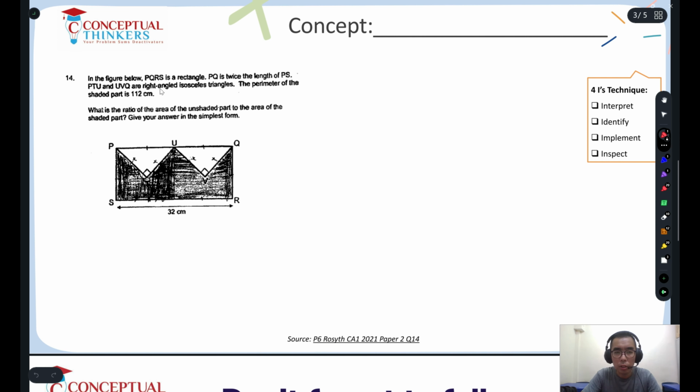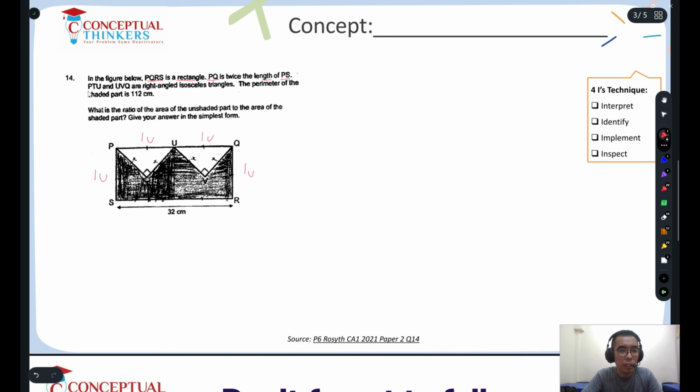Now in the figure below, we have PQRS, which is a rectangle. Then PQ is twice the length of PS. So PQ, which is the length of the rectangle, will be twice the length of PS. Let's say that this is 1 unit, this is 1 unit. So PQ is actually 2 units, PS is 1 unit.